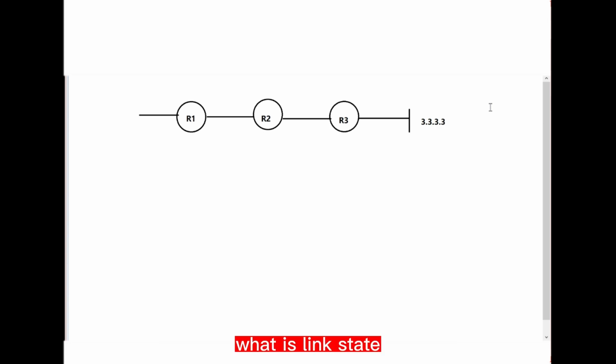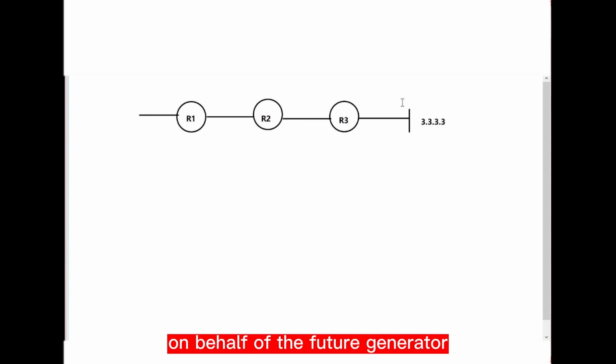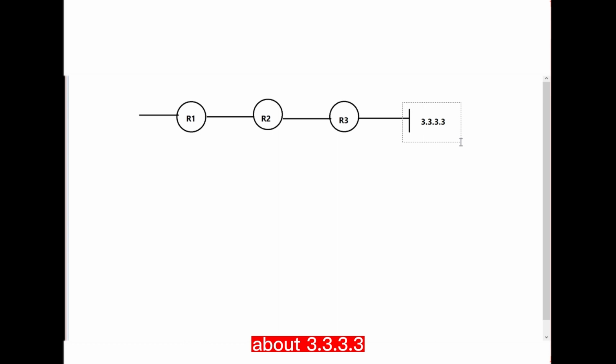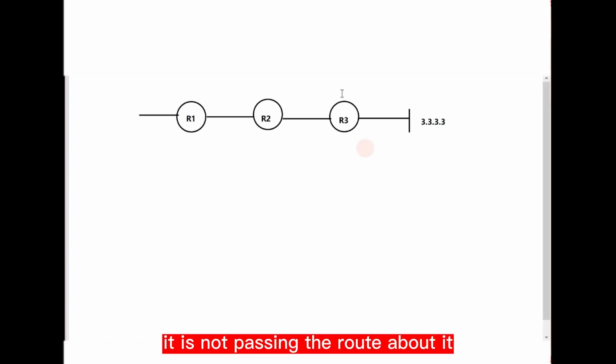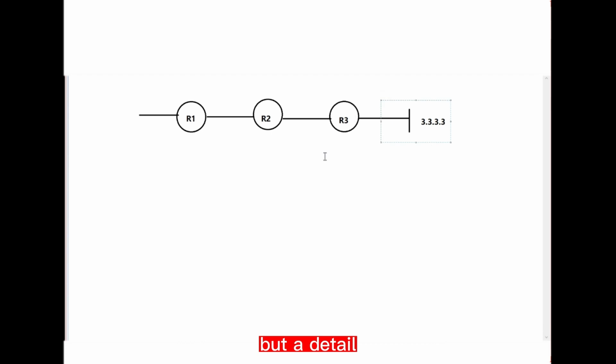What is link state? OSPF transfers not routes, but link state information. Link state information is not a route. It is a piece of data sent out on behalf of the information generator, for example about 3.3.3.3. It is not passing the route about it, but a detail.